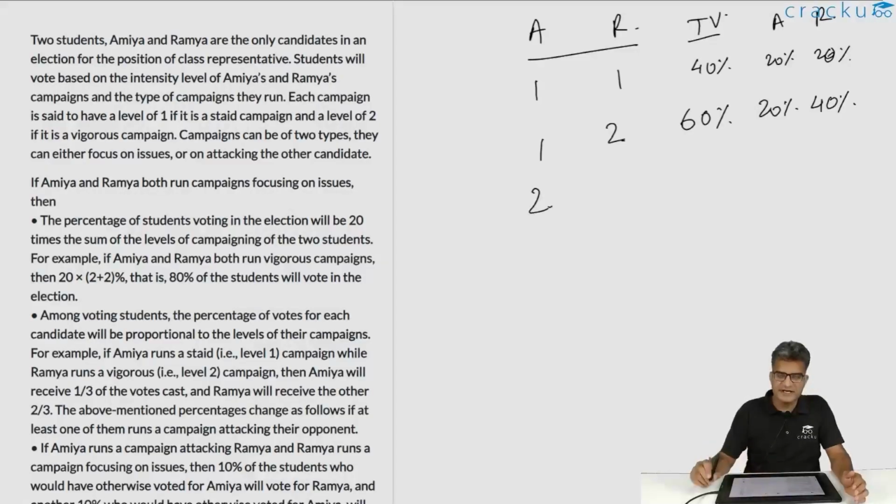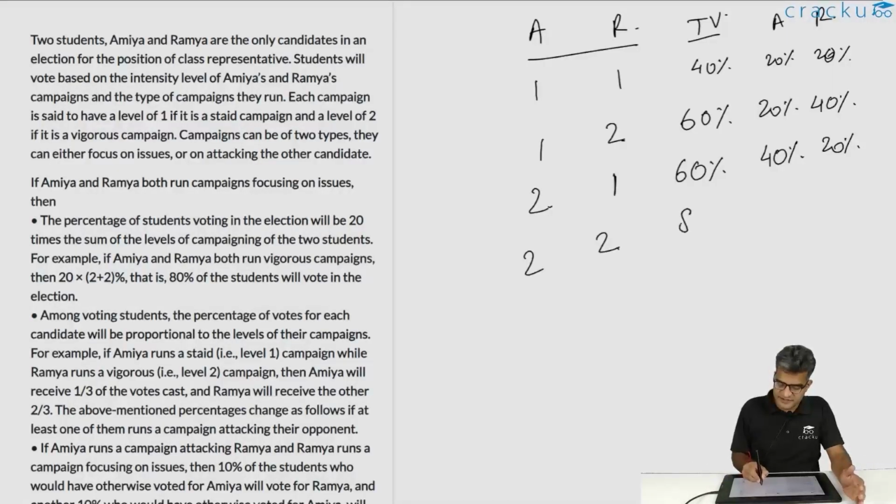Similarly, if Amiya is running a vigorous campaign and Ramya is running a stoic campaign, the total voting percentage will be 20 into 2 plus 1, which is again 60%. And the percentage of vote that Amiya gets will be 20 into 2, which is 40%. Basically, this is 2 by 3 into 60%, and the percentage of vote that Ramya gets will be 20%. Finally, if both of them are running a vigorous campaign, both of them will get 2 points each, and the total voting percentage will be 20 into 2 plus 2, which is 80%, out of which the percentage of vote that Amiya gets is 40%, and the percentage of vote that Ramya gets is also 40%.